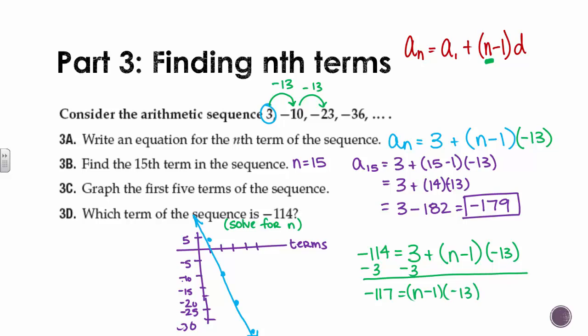Now you can do a couple things here. You could divide both sides by 13, or you could distribute. I'm going to divide both sides by negative 13. Just going to make things a little easier. So 117 divided by 13 is 9, and that equals n minus 1. And then all I got to do is add 1 to both sides, so n equals 10. That means that the 10th term in this sequence is negative 114.